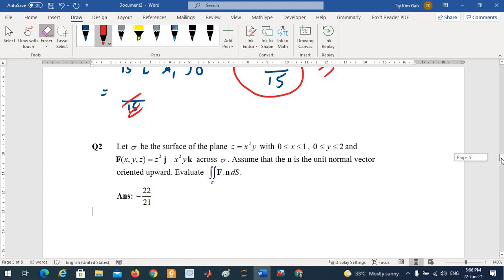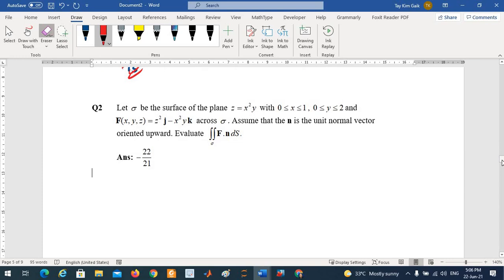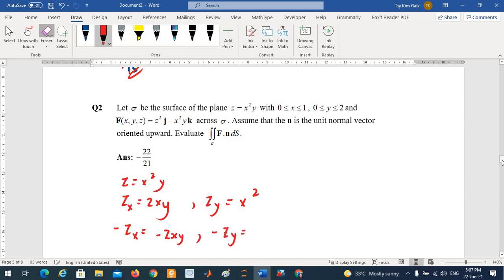Okay, question 2. So we find z is x squared y. So zx is 2xy, zy is x squared. So negative zx, we have negative 2xy, negative zy will be negative x squared.